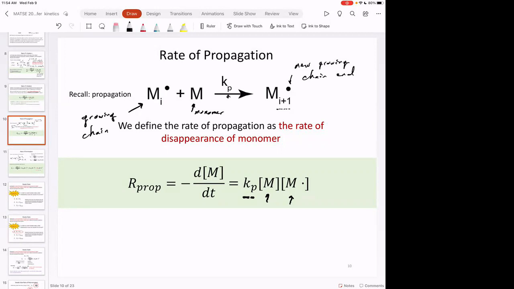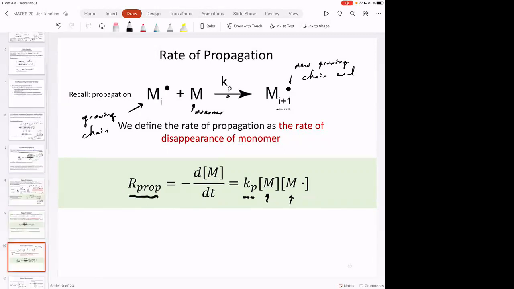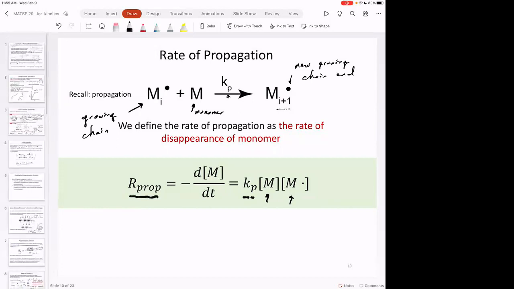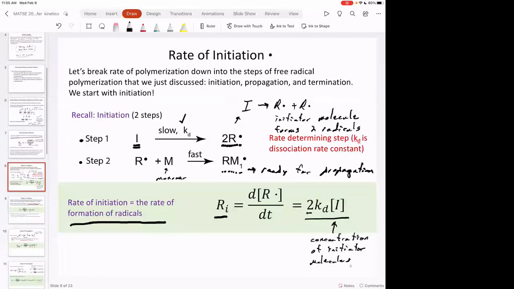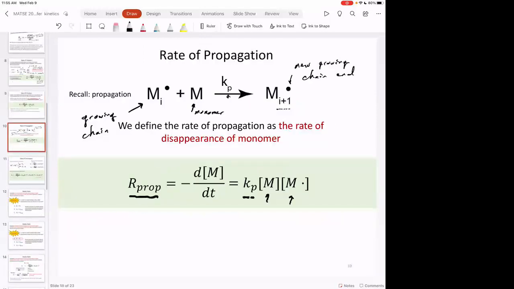All right, and so that's all propagation is. And so remember, when we talk about propagation, we really have to go back to the basics and say, okay, propagation is just step number 2, taking a growing polymer chain and adding one monomer. That's propagation. Nothing fancy is happening. Nothing weird is going on. You're just adding a monomer, and we talked about head to head, tail to tail, head to tail, all that stuff. That's what propagation is.